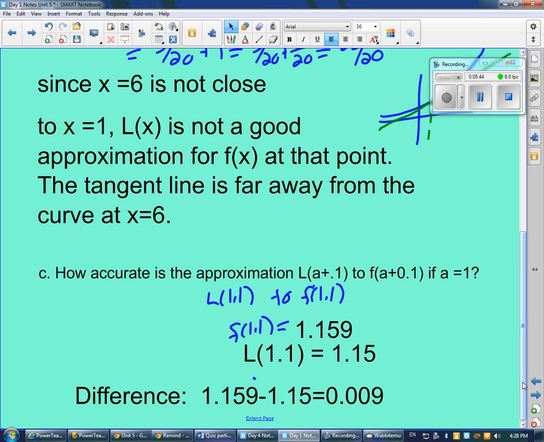And then I'm going to just do L of 1.1, so I'm going to do 23 over 20 to make it a fraction. And then I'm going to subtract my two functions, and I'm 0.009 away. So it's a pretty good approximation.